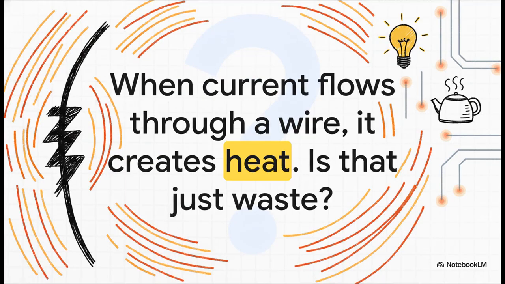Okay, so we've got a current, great. But whenever that electricity moves through a wire, it creates heat. And it's easy to just think of that as waste, right? Just lost energy. But what if that waste heat wasn't a bug? What if it was a feature? One of the most useful things we've ever figured out how to control.